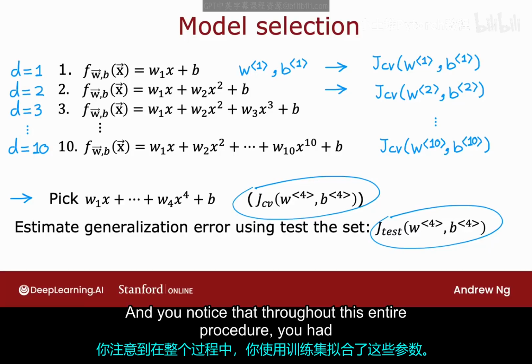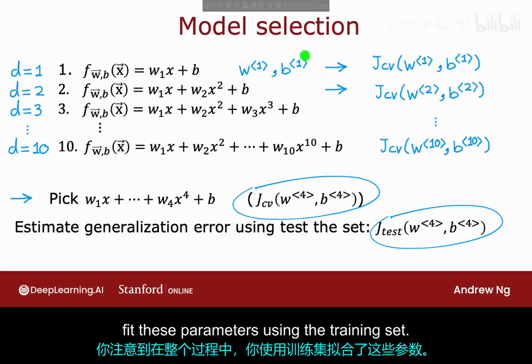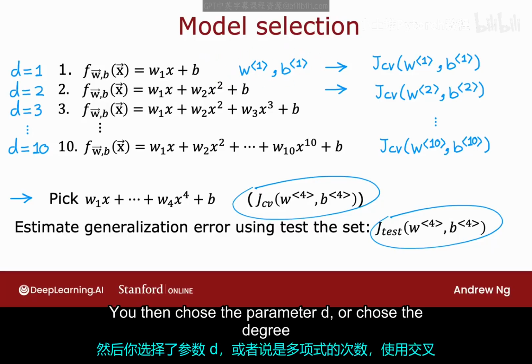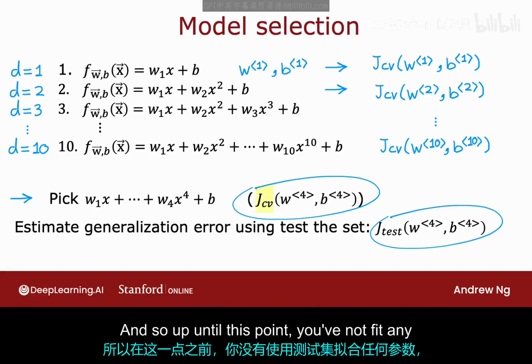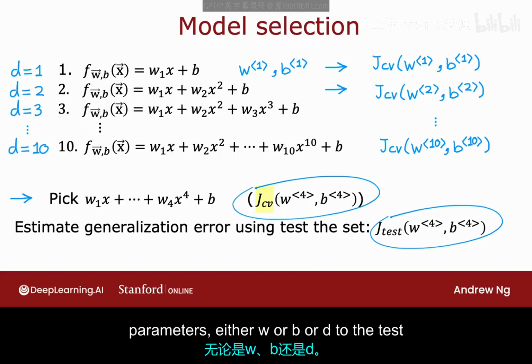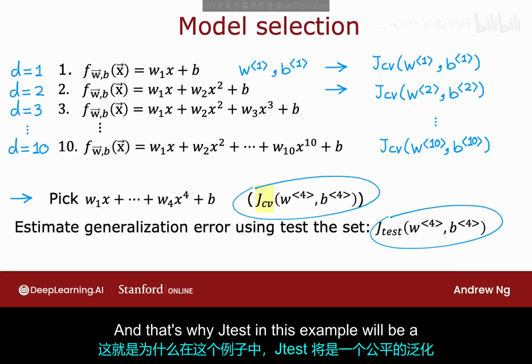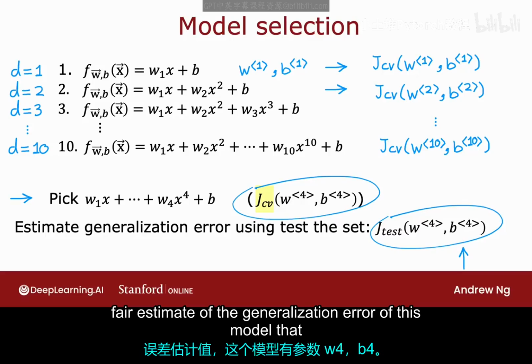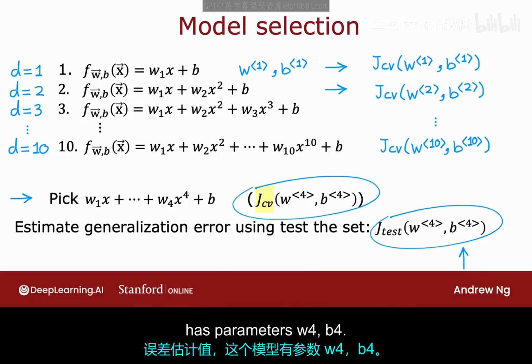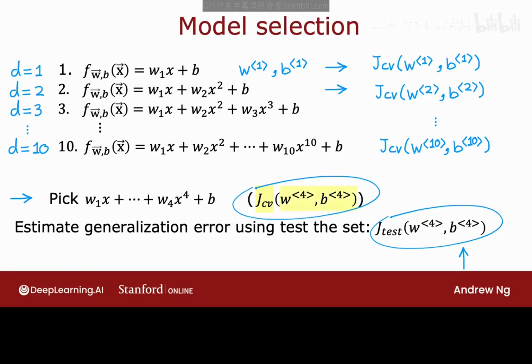And you notice that throughout this entire procedure, you had fit these parameters using the training set. You then chose the parameter D, or chose the degree of polynomial using the cross-validation set. And so up until this point, you've not fit any parameters, either W or B or D, to the test set. And that's why J-test in this example will be a fair estimate of the generalization error of this model that has parameters W4, B4.